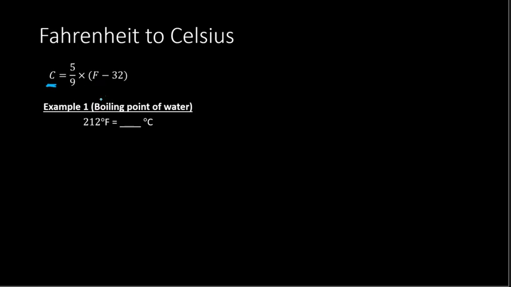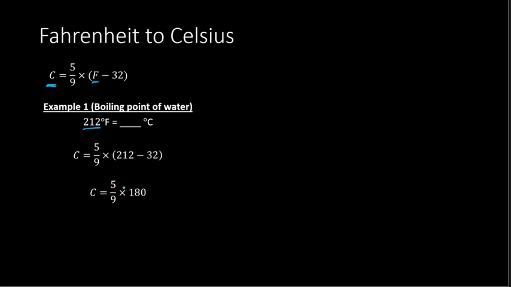All right, so what we do is we can plug in the 212, which is our Fahrenheit temperature, in here for F. So instead of F minus 32 in parentheses, we now have 212 minus 32. And you want to make sure that you follow order of operations, meaning you want to do parentheses first before you multiply by 5 ninths. So 212 minus 32, if you subtract that correctly, you're going to get 180. So what we have is 5 ninths times 180.